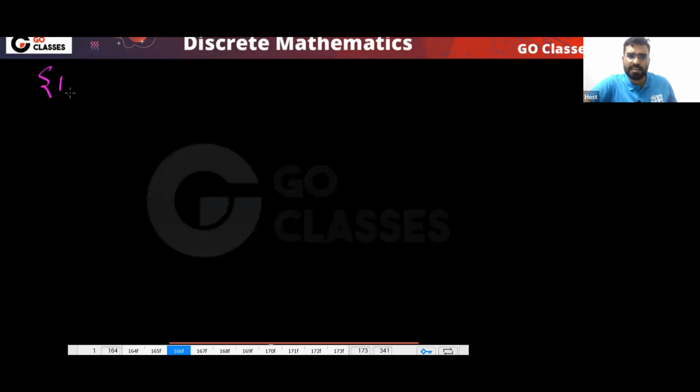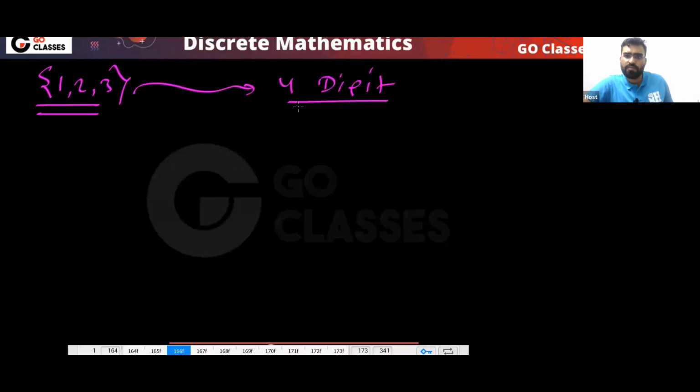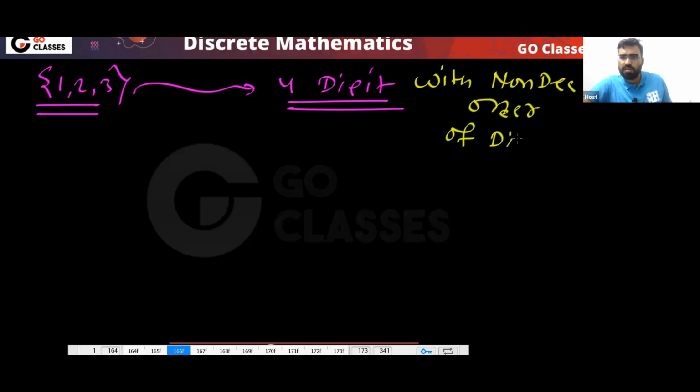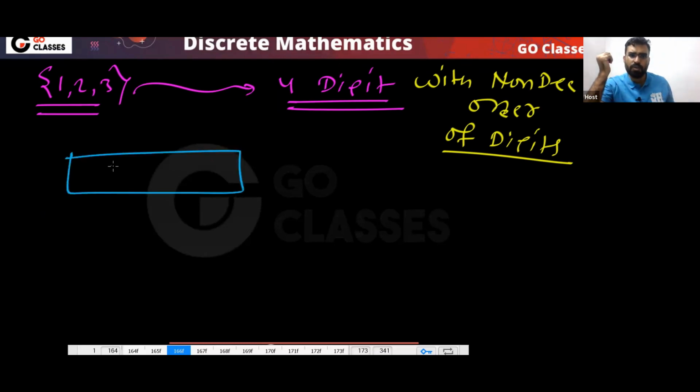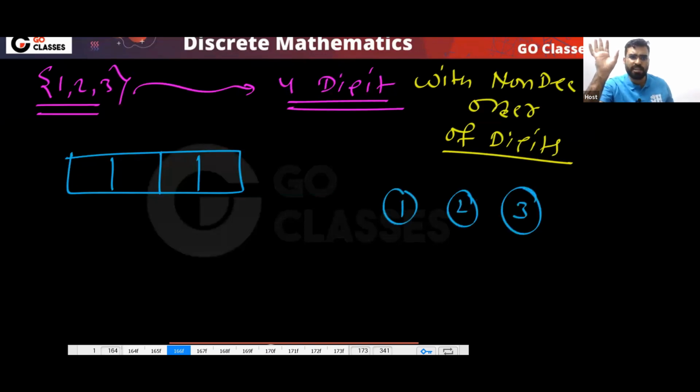So basically, using these three digits, you want to create a four-digit number with non-decreasing order of digits. So here you can notice what matters. You create a number, then what matters? Only how many 1s you are taking, how many 2s you are taking, how many 3s you are taking. Only this matters, yes or no?